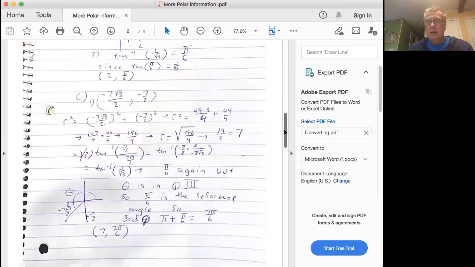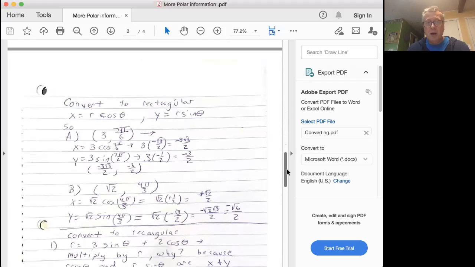Okay, so again, step 1, find r squared. Step 2, figure out what quadrant it's in. Step 3, use tangent inverse to figure out the reference angle, or use your unit circle to figure out what angle gives you the value that you're taking a tangent inverse of. You can do that either way. And then once you have that, you have the point.